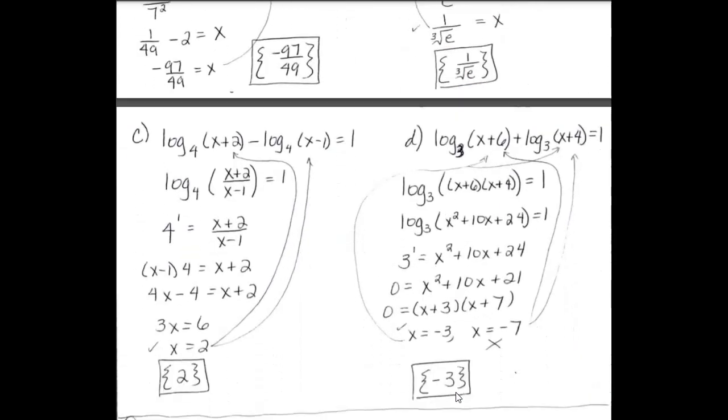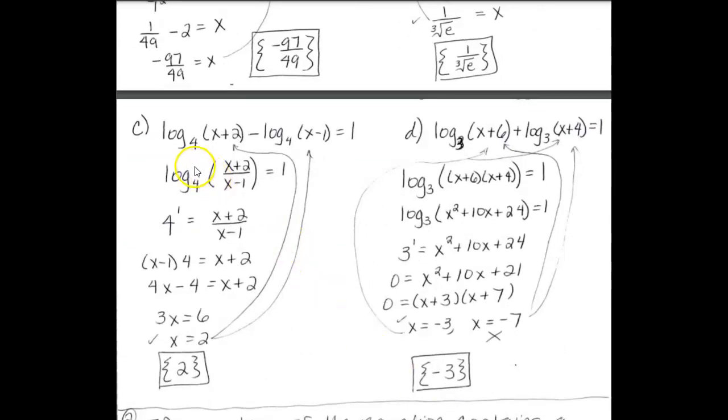All right, here's a couple more. This one, log base 4 of x plus 2 minus log base 4 of x minus 1 equals 1. So here I have two separate log expressions that are being subtracted, but over here I just have a number that's not part of a logarithm. So this is still type 1 because we don't have a log expression on the right side.